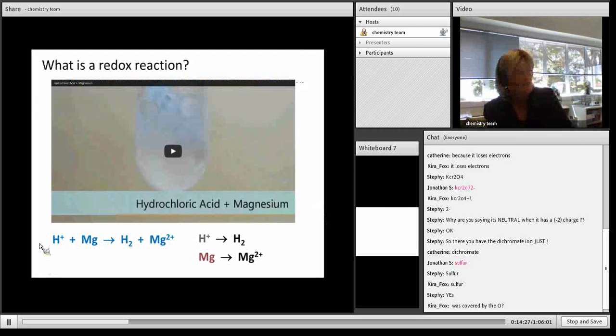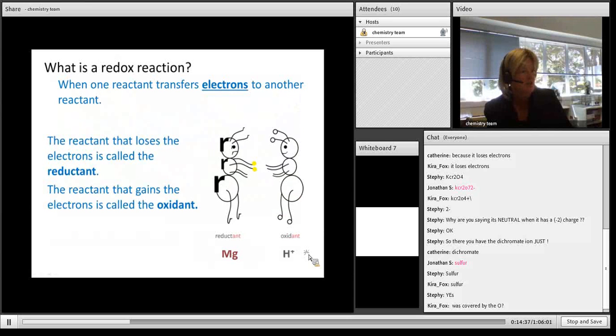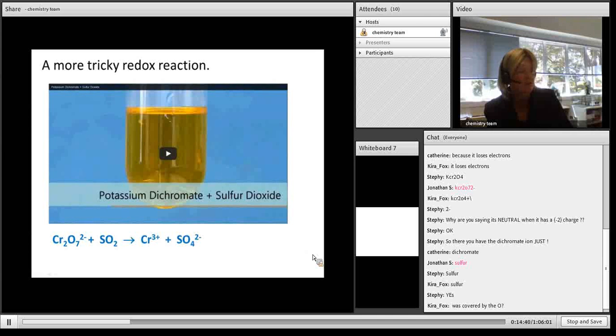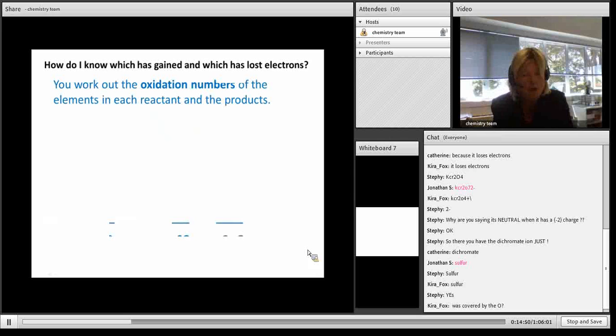Can you see here, I just said elements by itself. So just elements by itself, it's easy to see whether the element has lost or gained electrons. If I go to something where there are compounds, it's not so easy. So what we have to do here is we need what we call oxidation numbers.